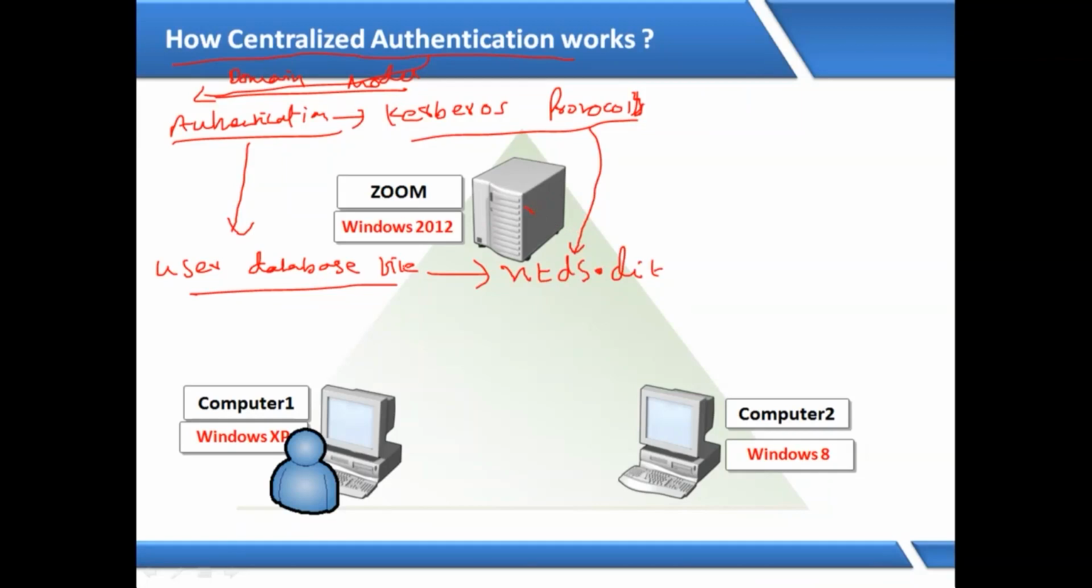Okay. Now come to the location of the C drive. Location of the ntds.dit file. So what is the location now? Where will this Kerberos protocol be? Location: C drive, Windows.